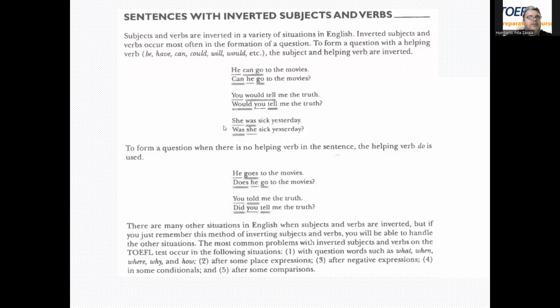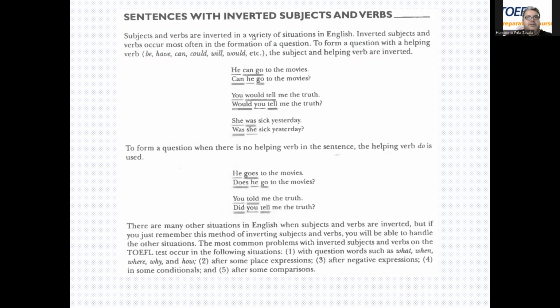Right now, we're working with structure written expression, and we are going to work with skill number 15, I think. Yeah, I see that. Sentences with inverted subjects and verb. We're going to do the inversion of the order of the subject and the verb.